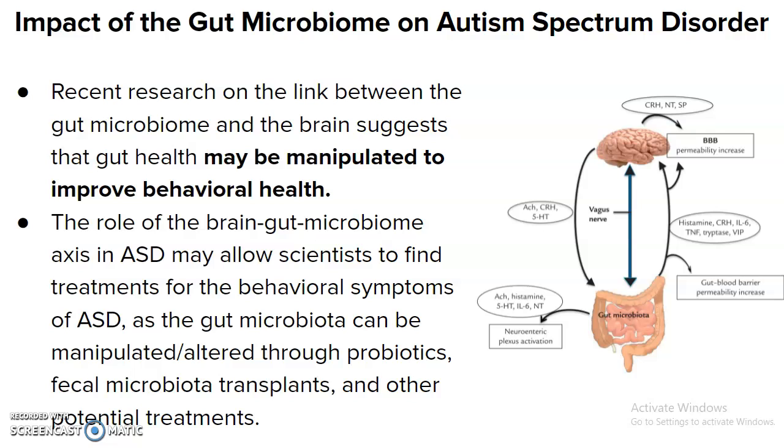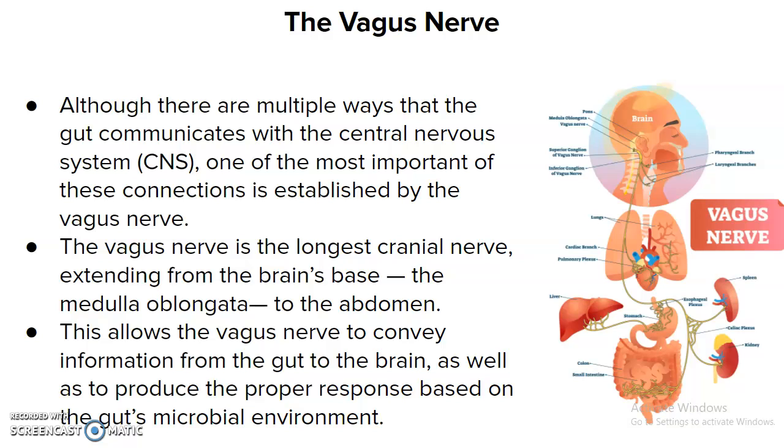So basically, it's easier to alter the gut microbiome than it is to alter the brain. That is why scientists are focusing increasingly on the gut microbiome as well. And the way that the brain communicates with the stomach and the gut is through the vagus nerve. And the vagus nerve is the longest cranial nerve.